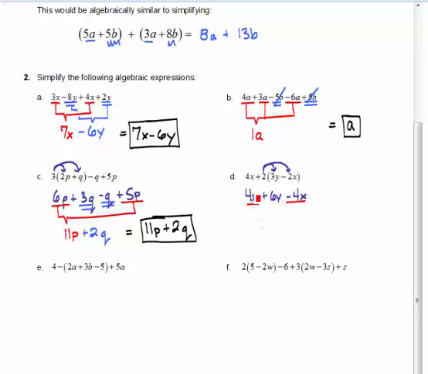So I could write 0x, but 0x is just 0, so you don't even need to write that, so that's gone. And really, the only thing that remains here is the 6y. The 6y is all that's left. It's all by itself, so for this one, we're just going to write 6y.